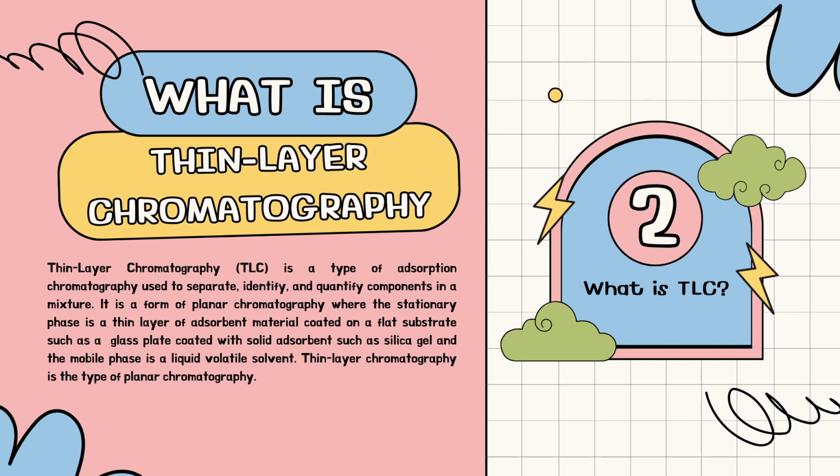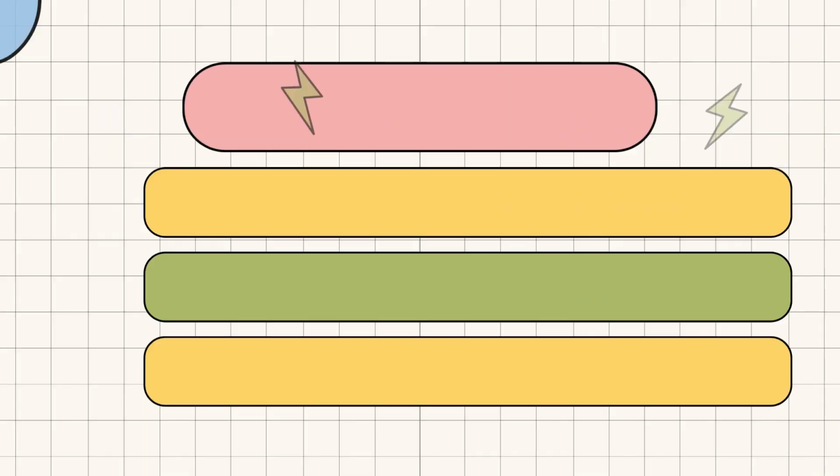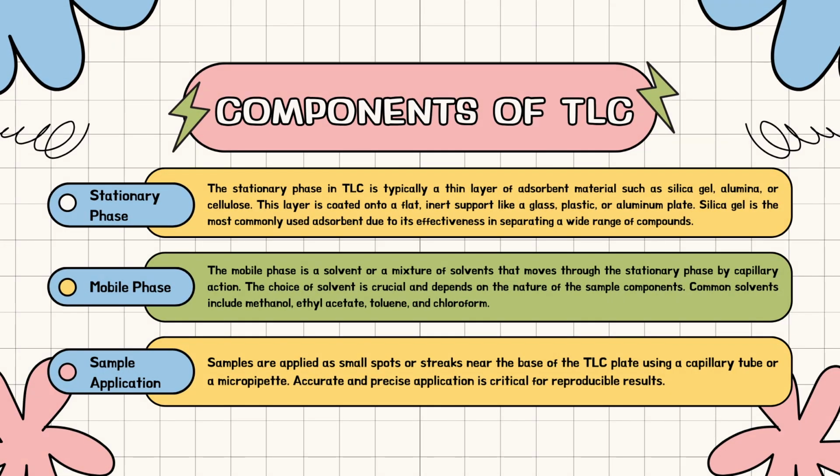The glass plate will be coated with a solid adsorbent such as silica gel, along with the mobile phase that is a liquid volatile solvent. Thin layer chromatography consists of three components: stationary phase, mobile phase, and sample application. For the stationary phase, TLC uses a thin layer of adsorbent material such as silica gel, alumina, or cellulose. This layer is coated onto a flat, inert support like a glass, plastic, or aluminum plate. Silica gel is the most commonly used adsorbent due to its effectiveness in separating a wide range of compounds.